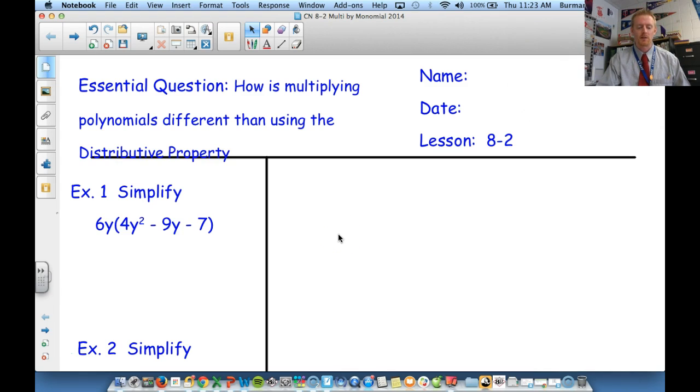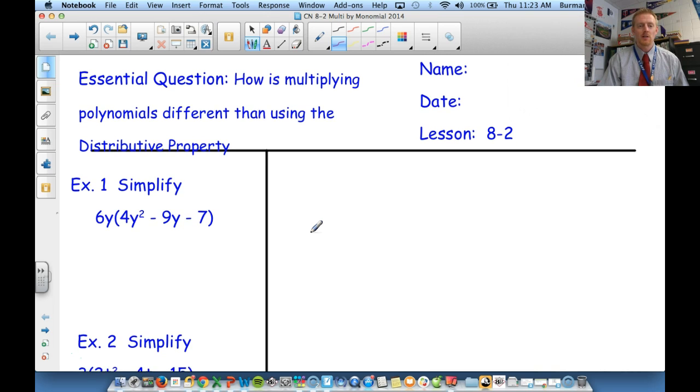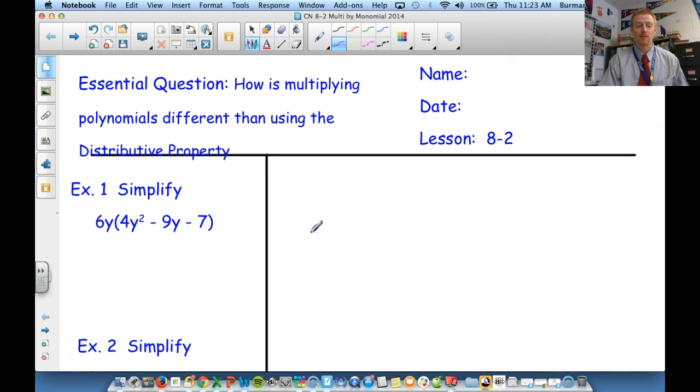Hey ladies and gentlemen, we are talking about section 8.2 today. 8.2 is us multiplying polynomials by a monomial. And as you learned in 8.1, the differences between a monomial, binomial, trinomial, and all those wonderful words with degrees. So it's important for us to understand those things as we are multiplying here.